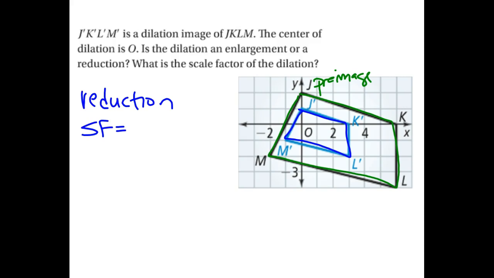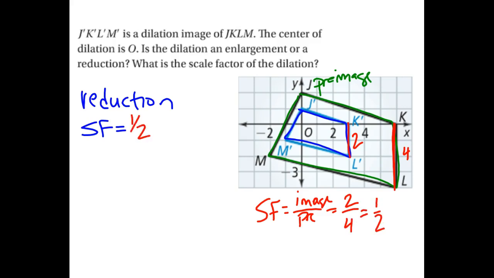The first way to approach this problem is that you might notice the KL distance right here. You can count that out. It's 1, 2, 3, 4. And then you might notice K prime, L prime right there is 2. Remember, your scale factor is your image over your pre-image. So my image length is 2. My pre-image length is 4. I simplify that, I get 1/2 for my scale factor. So that's one way to approach this.